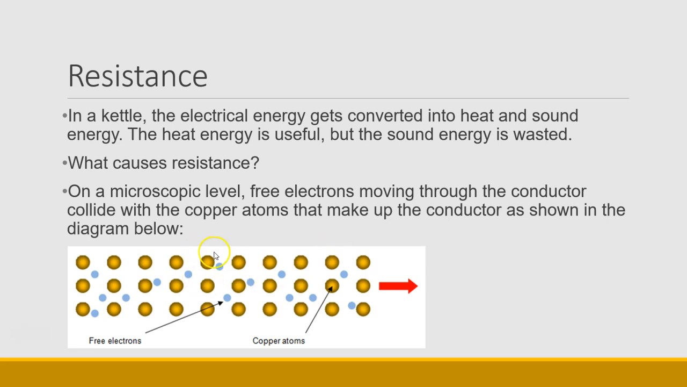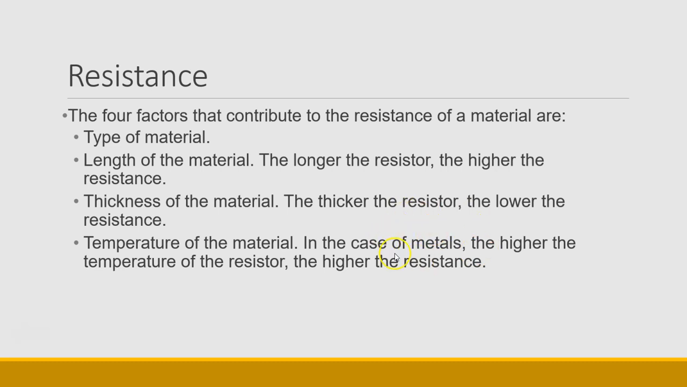As temperature increases, these particles are going to vibrate faster. They are going to make it more difficult for the electrons to get through. Hence, there is a higher resistance. So in the case of metals, the higher the temperature of the resistor, the higher the resistance. Now you might recall that this is not the case when it comes to semi-metals or metalloids, where they actually conduct electricity better at higher temperatures.